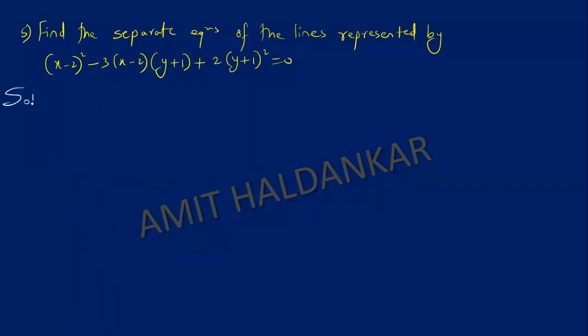So let's see the sum. Find the separate equations of the lines represented by (x minus 2) whole square minus 3(x minus 2)(y plus 1) plus 2 into (y plus 1) the whole square is equal to 0. Now to find the separate equations, the combined equation is seen over here.